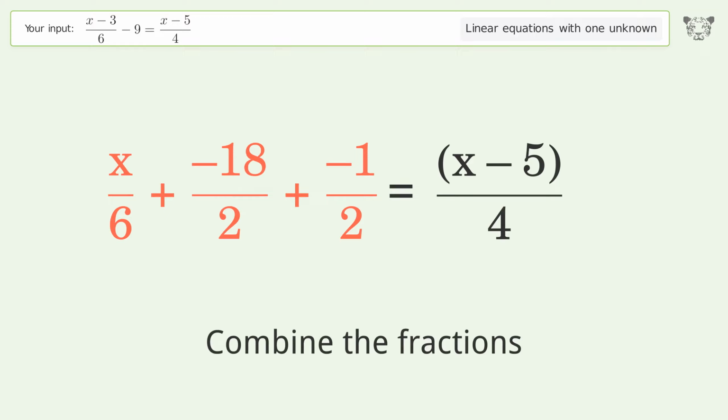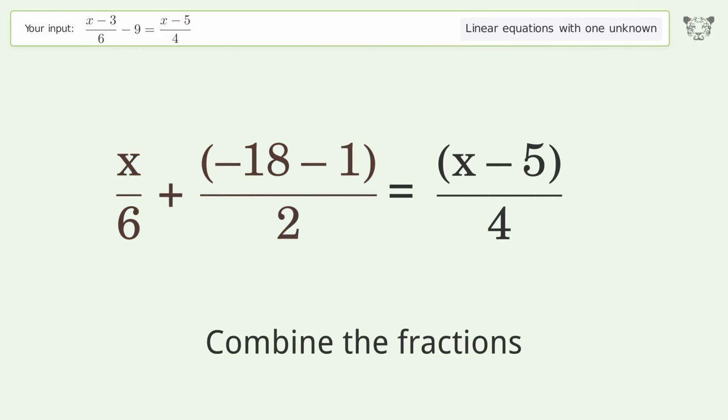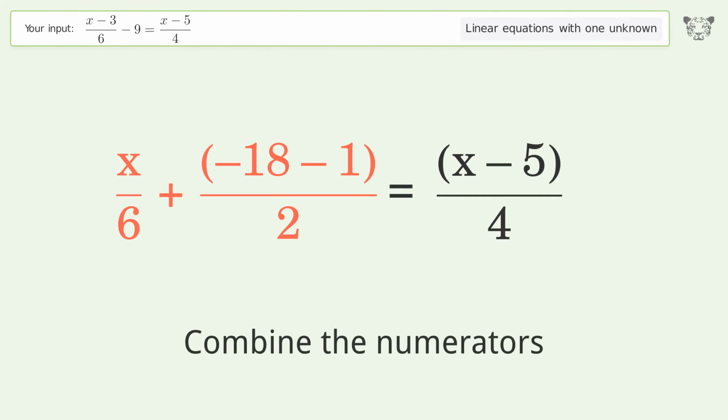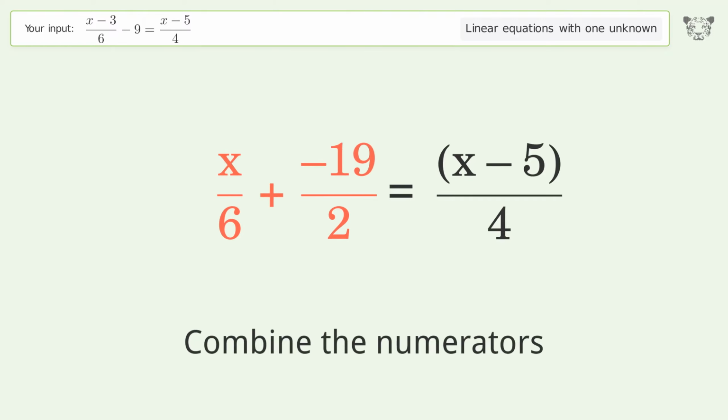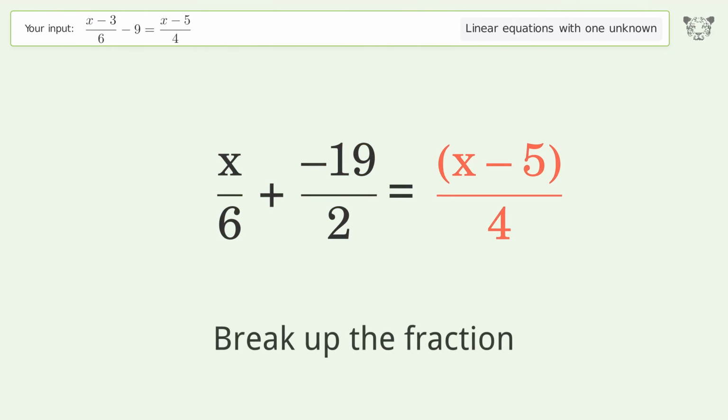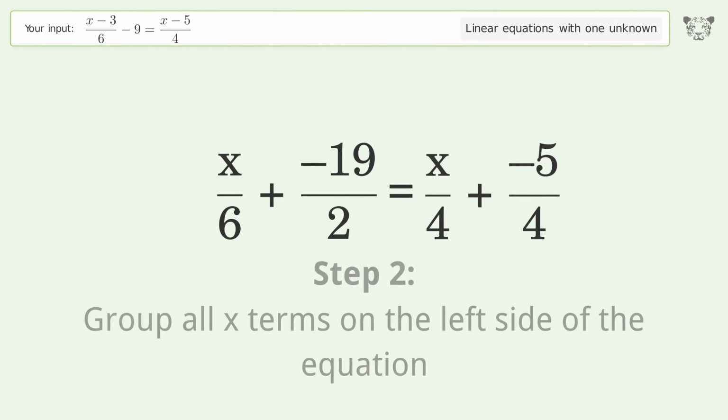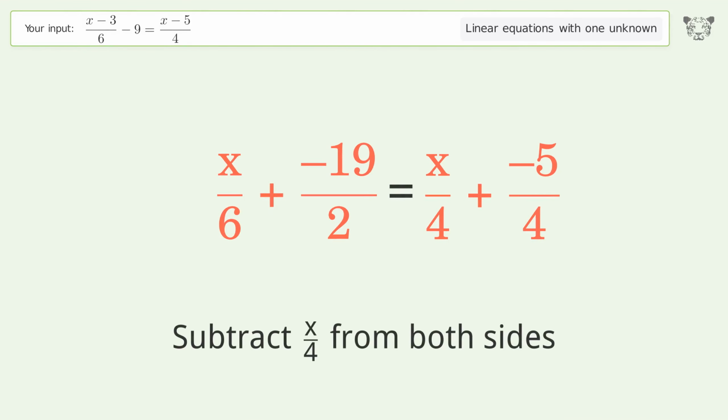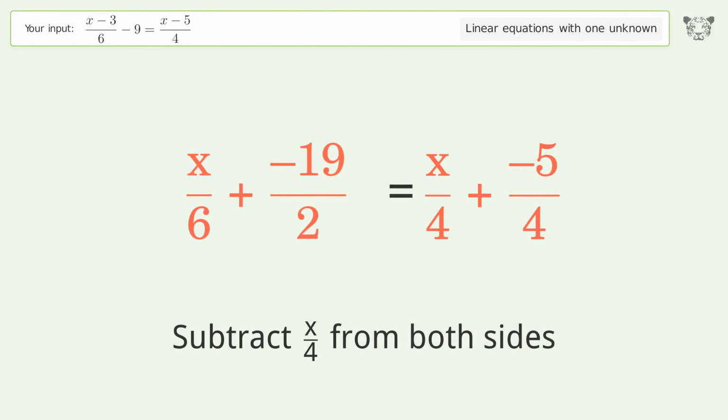Combine the fractions. Combine the numerators. Break up the fraction. Group all x terms on the left side of the equation. Subtract 10/4 from both sides.